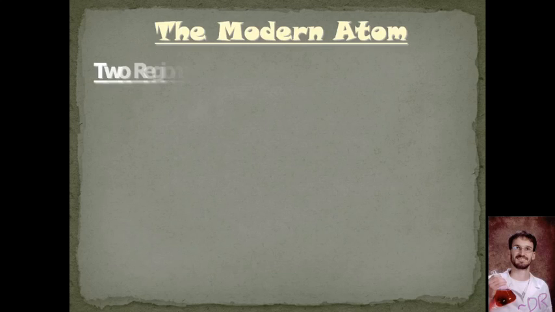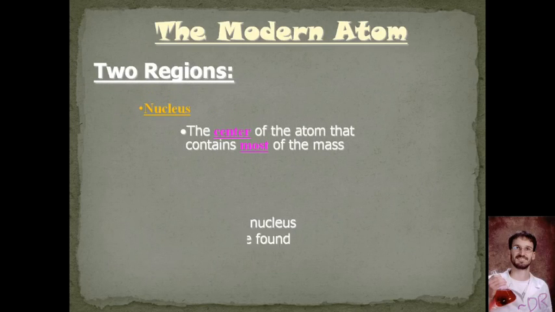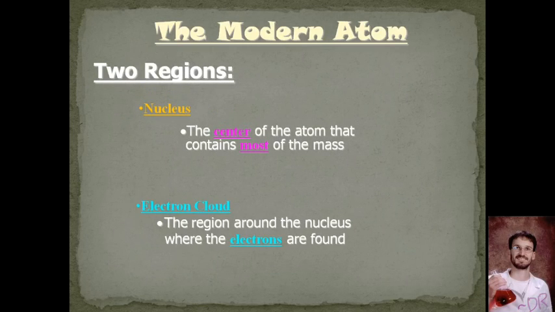So let's explore those. The two regions: the inner region is called the nucleus, much like it is called in a cell. And this is the center part of the atom, and it contains most of the mass. When I say most of the mass, I mean like 99.9% of the mass of the atom is found in just that central spot.